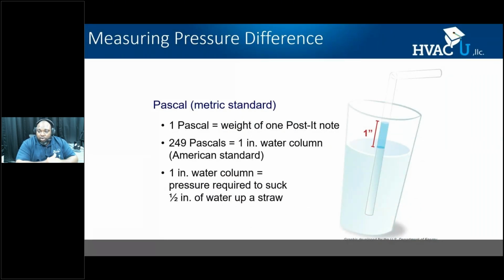When we use a blower door, we're going to use it with a manometer, and it can't be a manometer that is used to measure maybe static pressure or maybe gas pressure. We have to use a micromanometer that's capable of measuring pascals. All right, and here's why. 1 pascal is about the weight of a Post-it note. 249 pascals are equal to 1 inch of water column, and 1 inch of water column is the pressure required to pull up a drink through a 1/2 inch straw. So we're dealing with very, very small pressures that standard gauges may not have the resolution or the units of scale to measure.